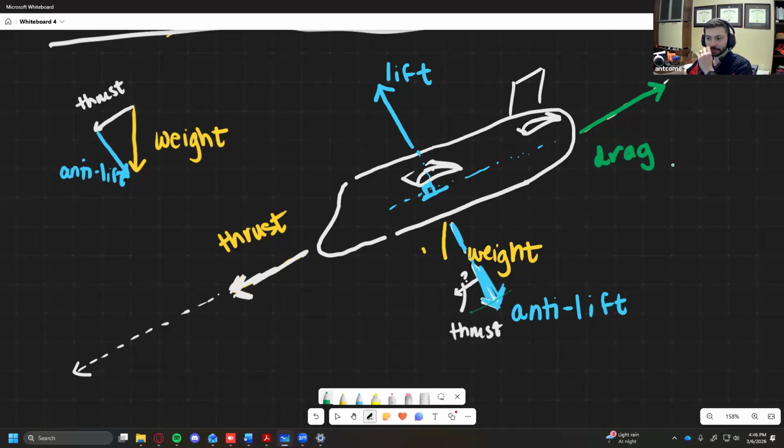Anyway, so we have drag force that fights us back. So now on our free body diagram, we have defined all of the terms that are acting on this vehicle. So let's just think for a second about what's going on here.